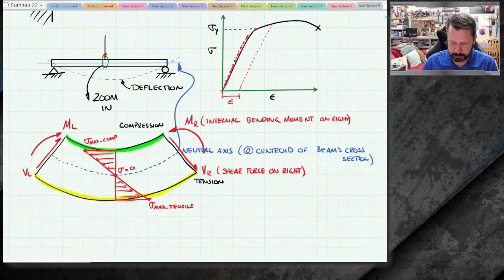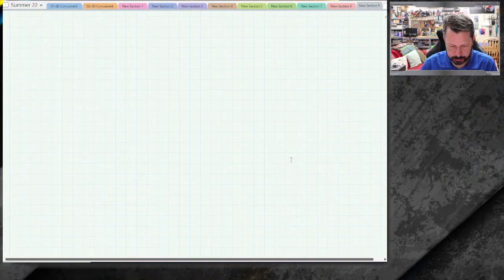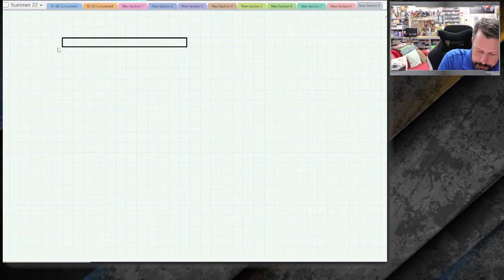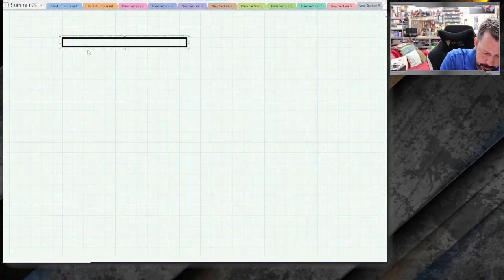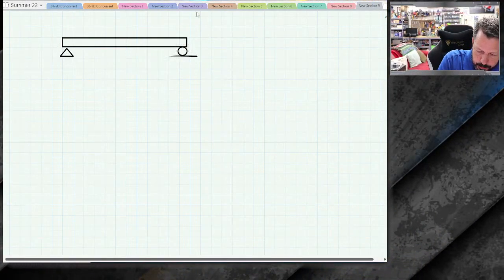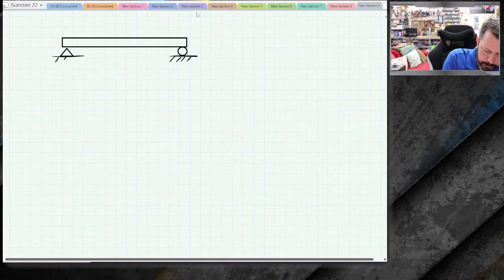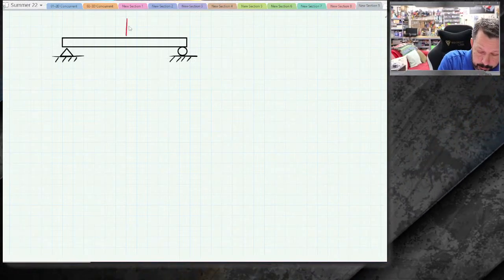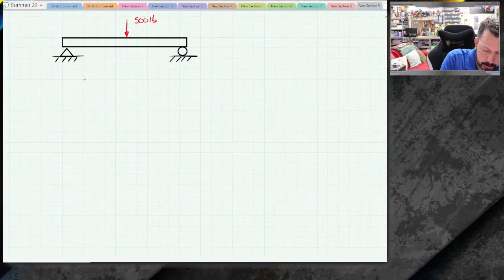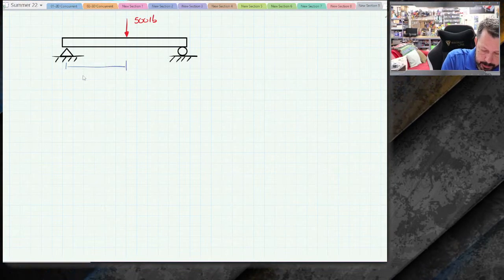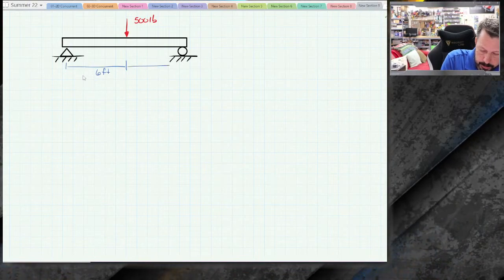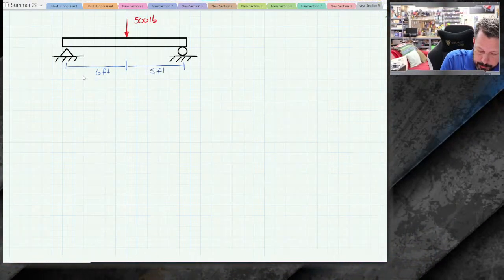All right, let's get us a clear page. Little beam. It's got a pin and a roller, so it's a simply supported beam. And let's just put one 500-pound force on it. And let's say that this is 6 feet. And this will be 5 feet, just so it's not the same number.